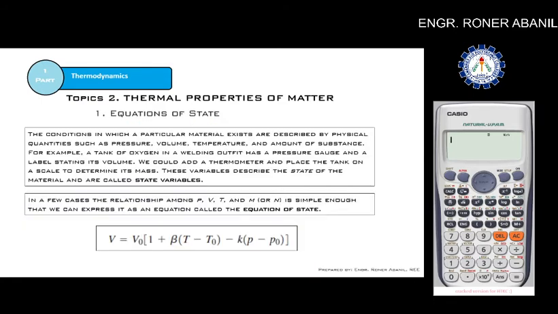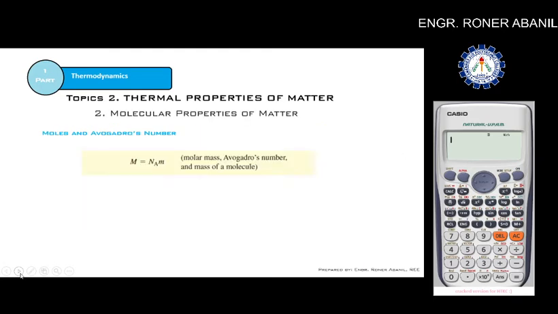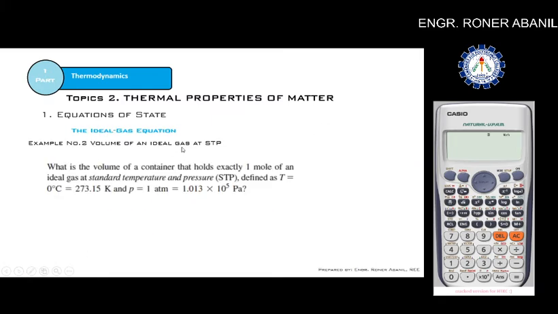Example number 1 pa lang siguro. Okay, this is example number 1. Yan. So, what is the volume of a container that holds exactly 1 mole of an ideal gas at standard temperature and pressure, yung tinatawag nating STP. So, defined as T equals 0 degrees Celsius or equals 273.15 Kelvin. So, yung pressure naman natin is 1 atmosphere or is equal to 1.013 times 10 raised to the 5th power Pascal. Okay?